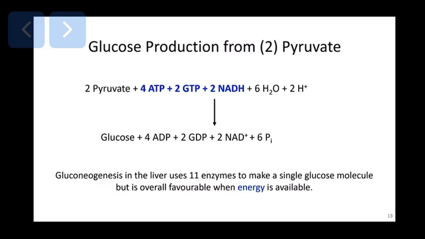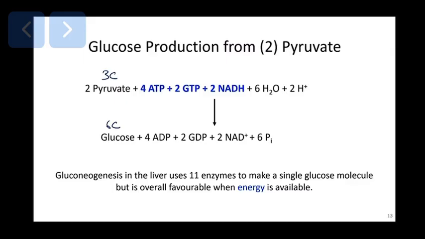All right, so if we were to start with pyruvate, okay, there's going to be 2 pyruvates that are going to be required, right? Each of the pyruvates has 3 carbons on it. So we have 2 3-carbon molecules to make our 6-carbon glucose. We're going to require a huge amount of ATP. We're going to require 4 ATPs, 2 GTPs, and 2 NADHs.